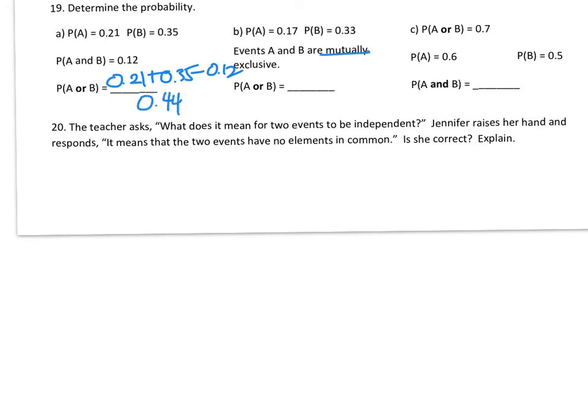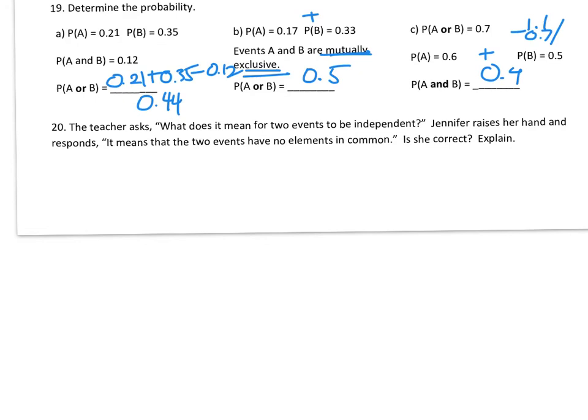For the next one, it says that the events are mutually exclusive, meaning that they do not overlap. Therefore, we can just add 0.17 plus 0.33. So together that equals 0.5. This part C says that A or B is 0.7. A and B together are 1.1. So 1.1 minus 0.7. The overlap section must be 0.4.